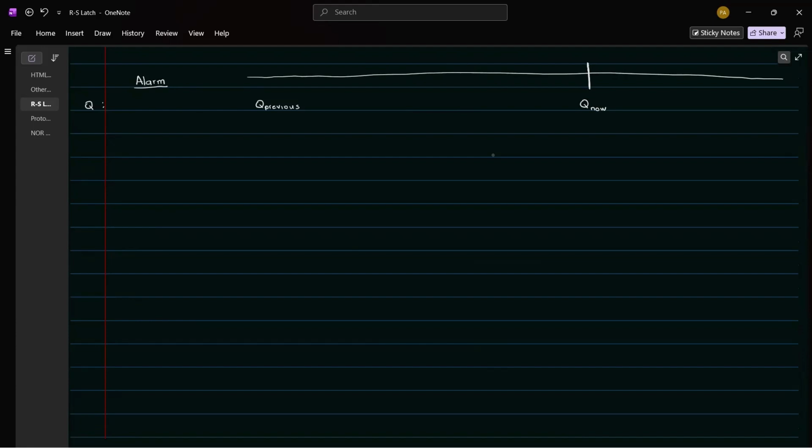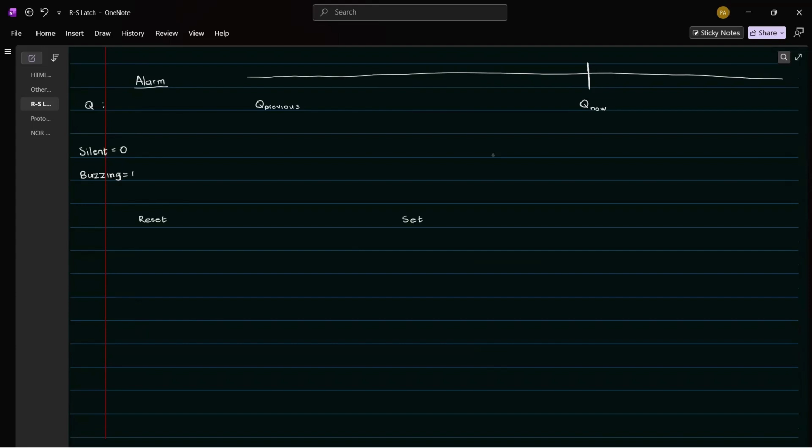So, for example, in an alarm, normally the alarm won't buzz. It won't make a sound. It's silent. So let's say silent is 0. And when it is buzzing, let's say it is 1. That's it. So this is the Q output, and Q previous is the moment right before Q now. That's the understanding that you should have. Now there are two inputs, right? We have reset input and then the set input.